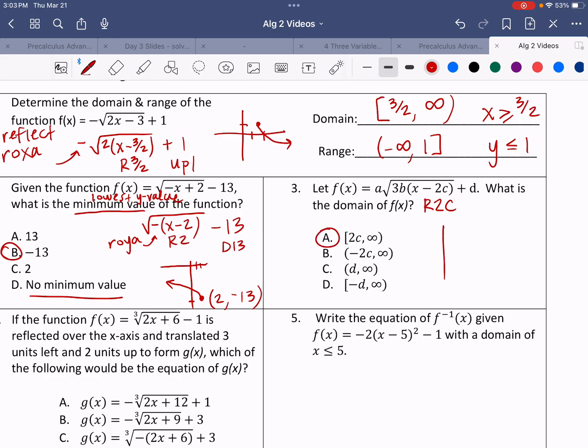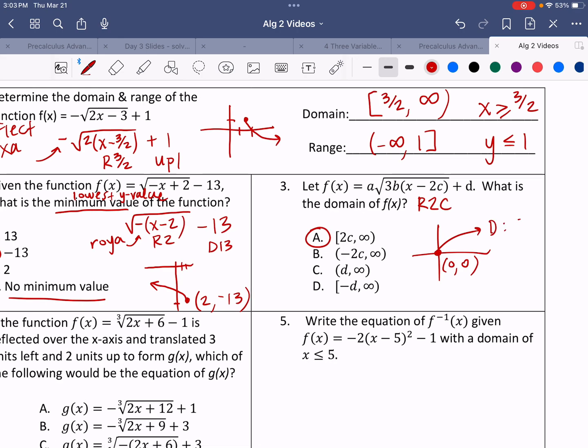So it's like the normal parent function that starts at 0, 0 and increases with a domain of 0 to infinity, has gotten shifted to the right by an unknown value. So it's going to look the same. It would just start at 2c instead.